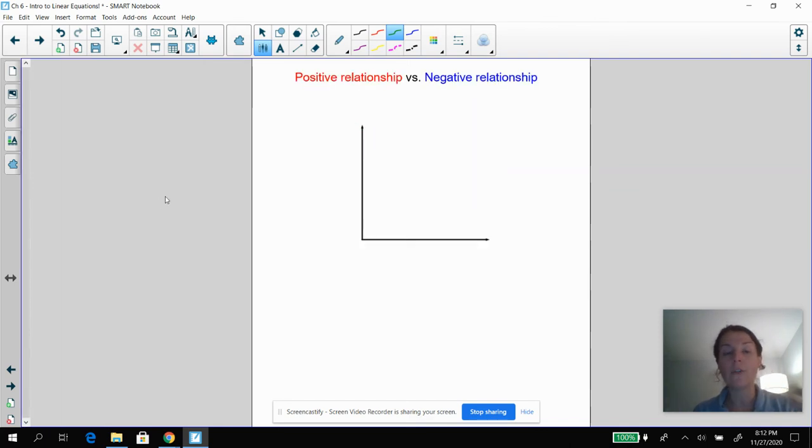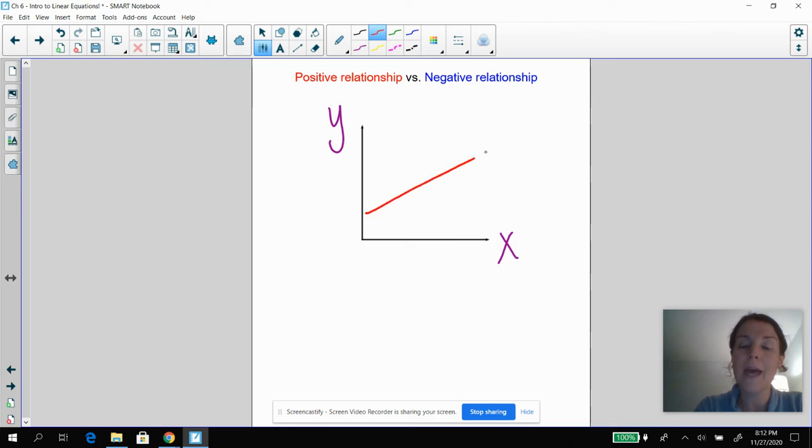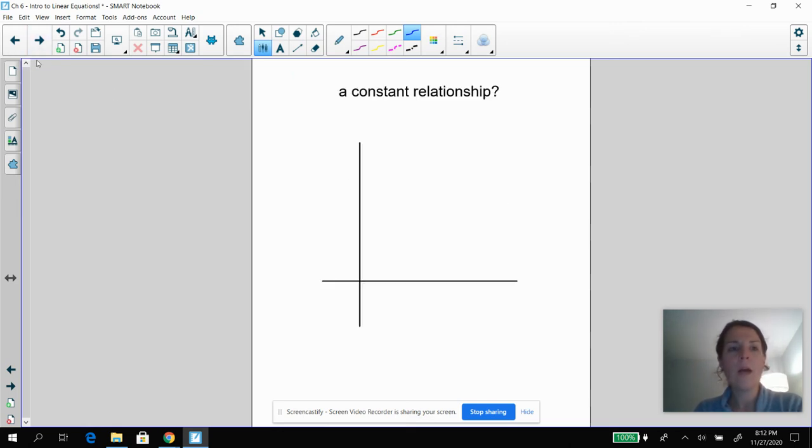So we just talked about 2 kinds of relationships, a positive relationship and a negative relationship. So I've still got X and I've still got Y here. A positive relationship would be as X goes up, Y goes up. And a negative relationship would be like my Cadbury eggs, right? So as X goes up, Y goes down. And that would be a negative relationship. All right. So now I want you to think about what would happen with a constant relationship. So pause the video quickly and just think about it.